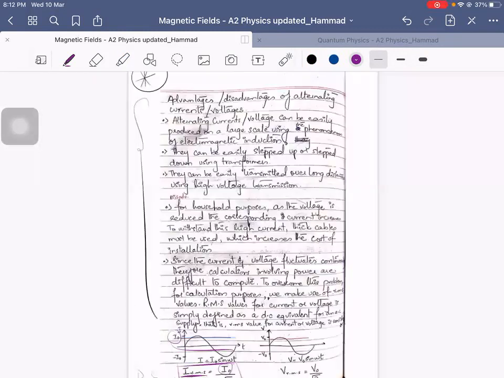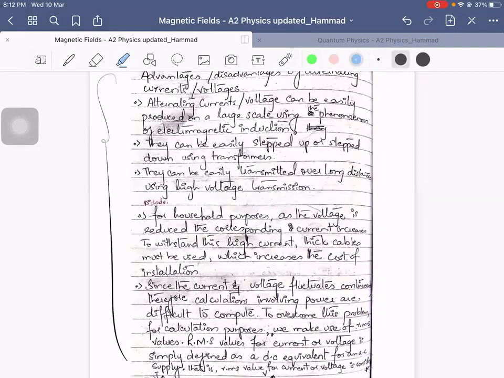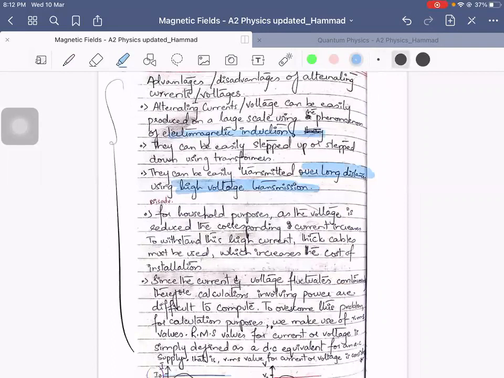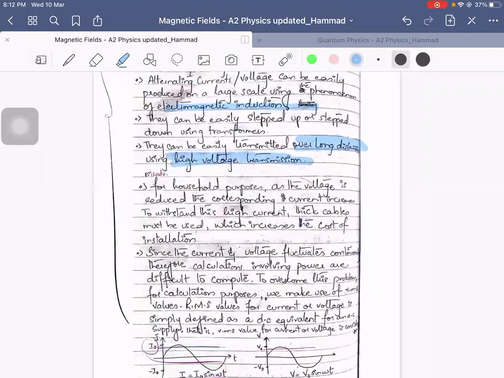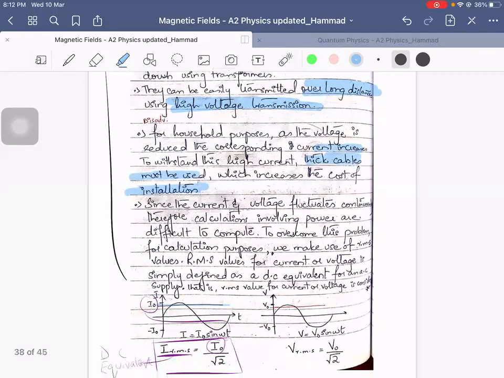So that is what our point is, that alternating currents can be easily produced on a large scale using the phenomenon of electromagnetic induction. They can be stepped up or stepped down using transformers, definitely. They can be transmitted over long distances using high voltage transmission. But for household purposes, as the voltage is reduced, the corresponding current increases. And to withstand this high current, thick cables must be used, which increases the cost of installation.